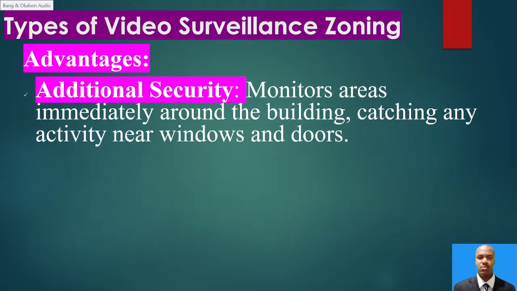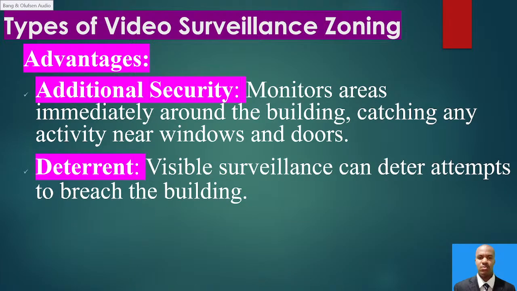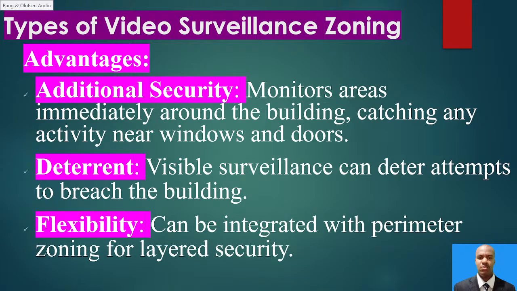Then you have the advantages. It offers an additional security layer, monitoring areas immediately around the building, catching any activity near the windows and doors. It acts as a deterrent. Visible surveillance can deter attempts to breach the building. Flexibility: it can be integrated with perimeter zoning for layered security measures.